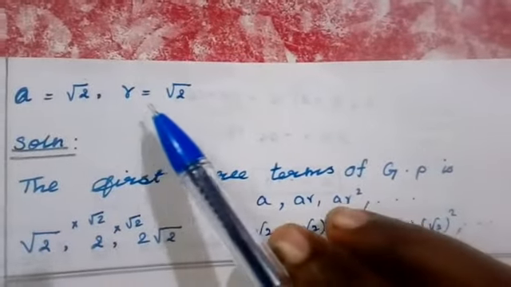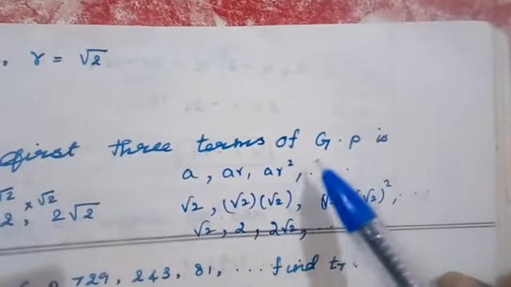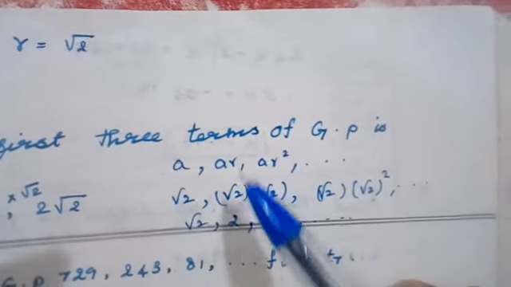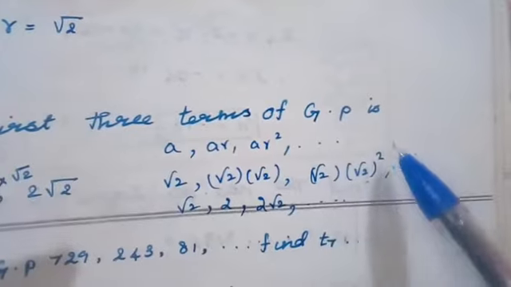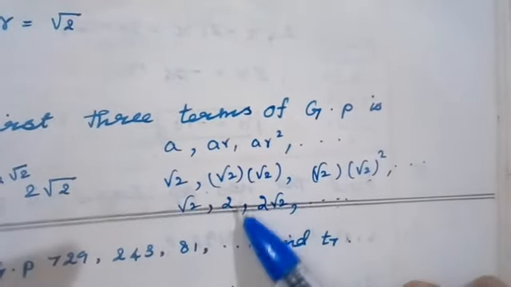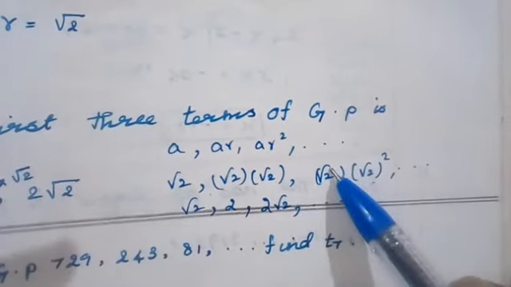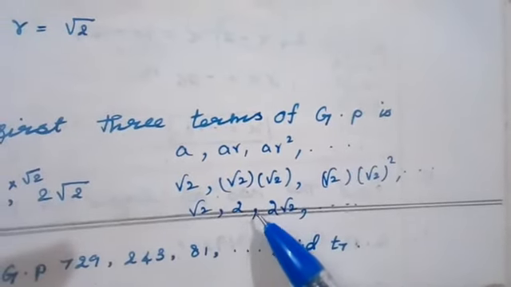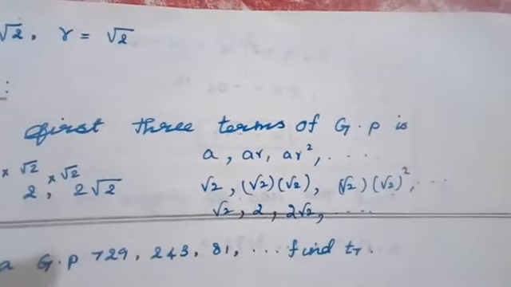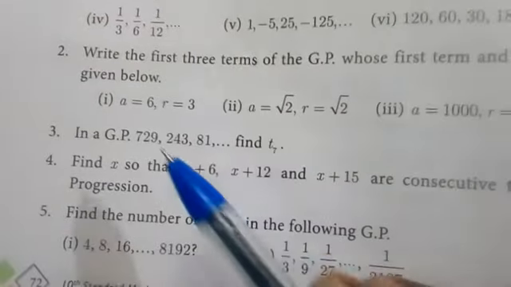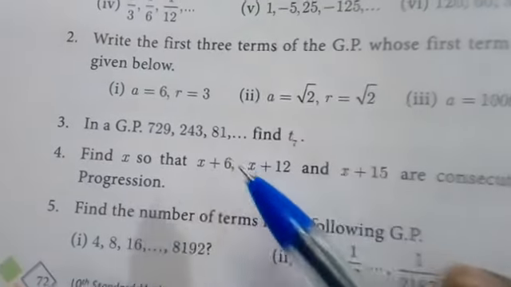Second question, A equal to root 2, R equal to root 2. The first three terms of the GP are A, AR, AR square, that is root 2, root 2 into root 2, and root 2 into root 2 whole square. Root 2 into root 2 is 2, and here it is 2 into root 2, that is 2 root 2. So root 2, 2, 2 root 2, etc. The remaining sums, try yourself.